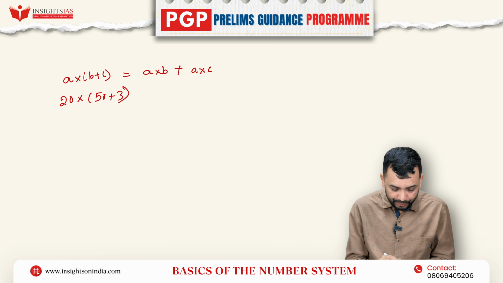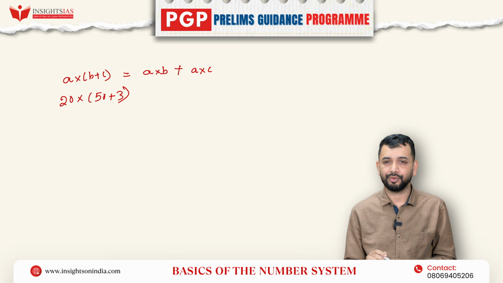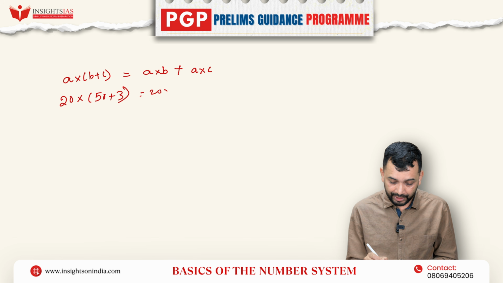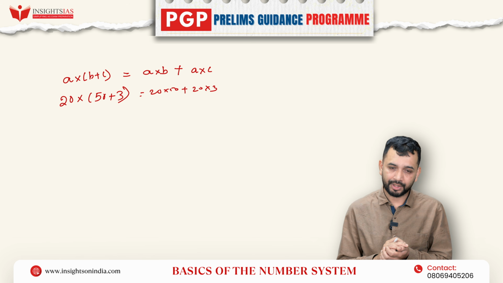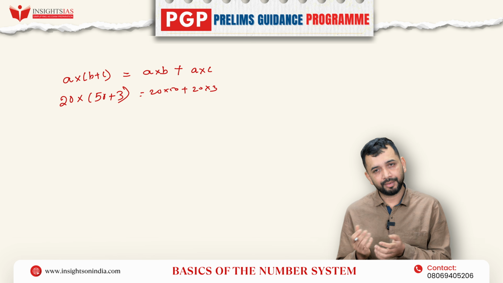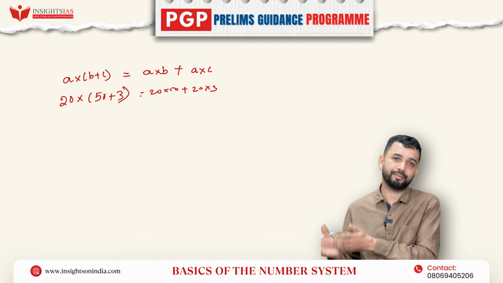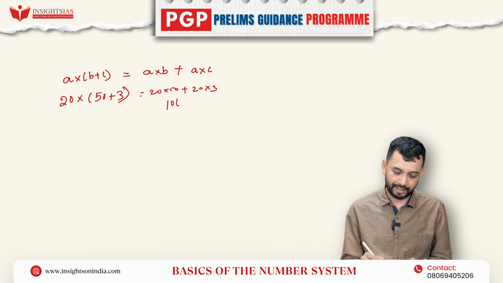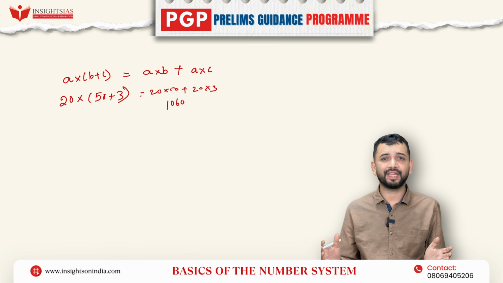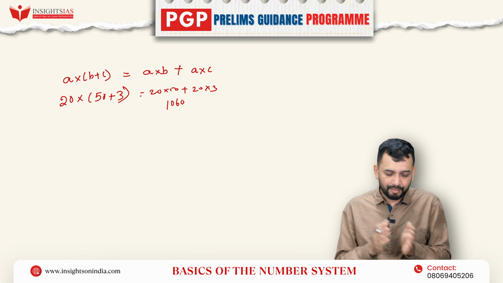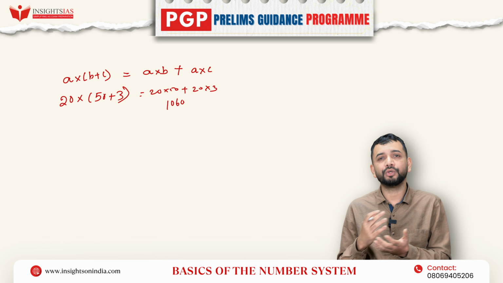Rather than doing that, what can you do? You can multiply this first, 2 into 5. This will be nothing but 20 into 50 plus 20 into 3. So, 20 into 50, 2 5 is 100, so 20 into 50 will be 1000, plus 20 into 3 will be 60. So 1000 plus 60 you can directly write as 1060. So, when I split it across, it became an easier calculation compared to the previous calculation. That is how the utility comes.